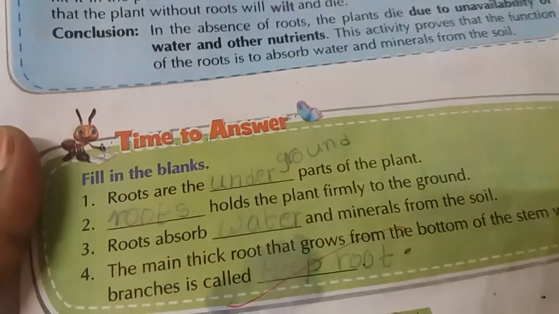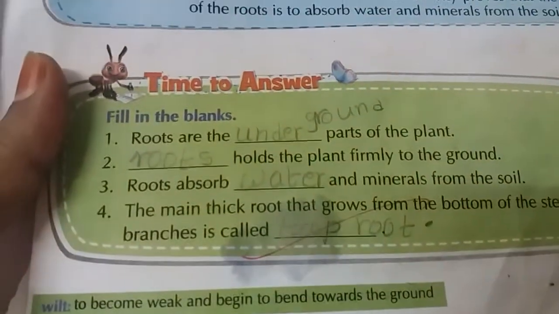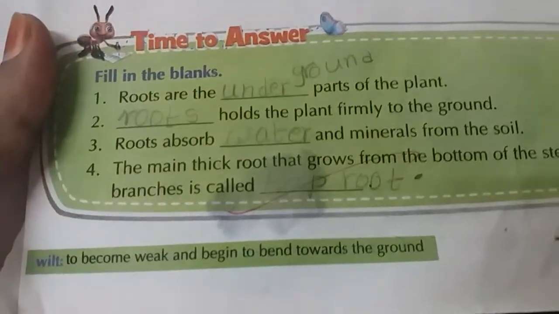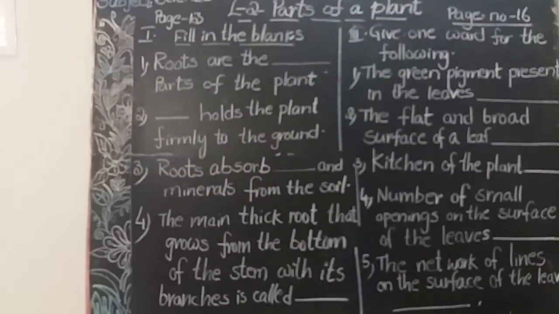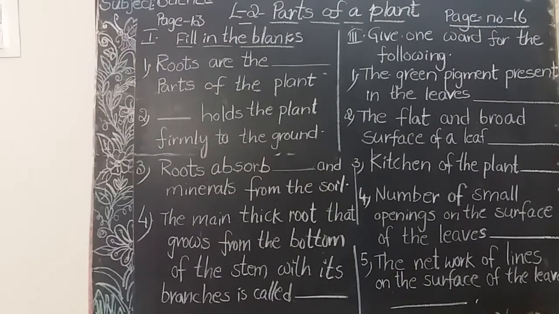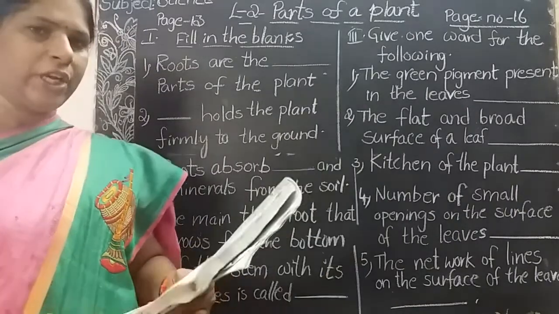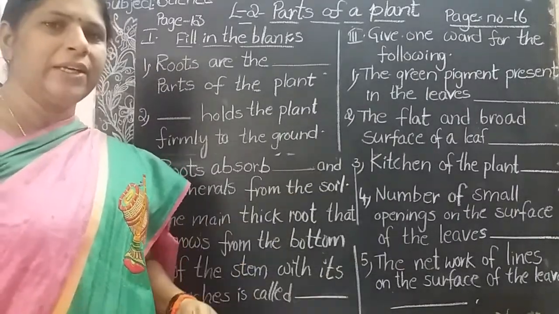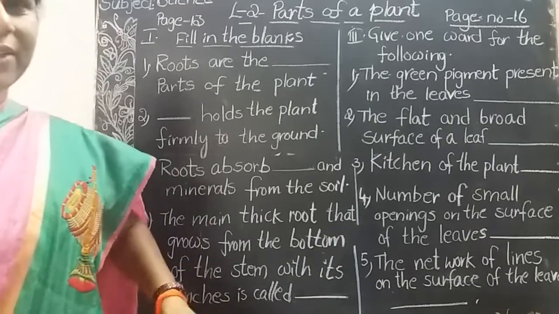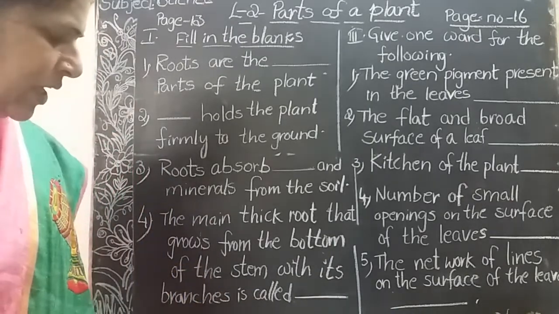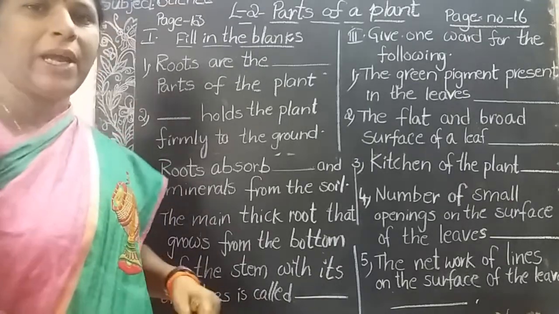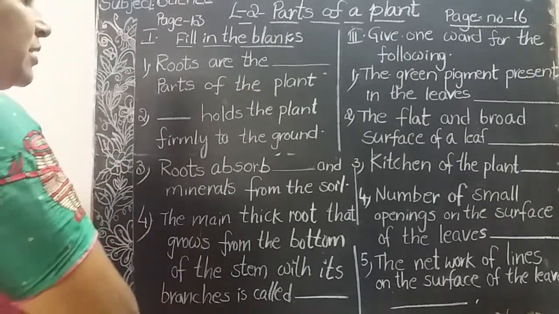Okay, open page number 13. Here they have given fill in the blanks. See the blackboard, I too wrote on the board. First question: Roots are the dash parts of the plant. What are the roots? Roots are the underground parts of the plant, and main parts of the plant.